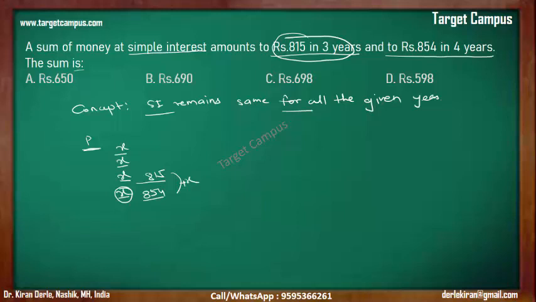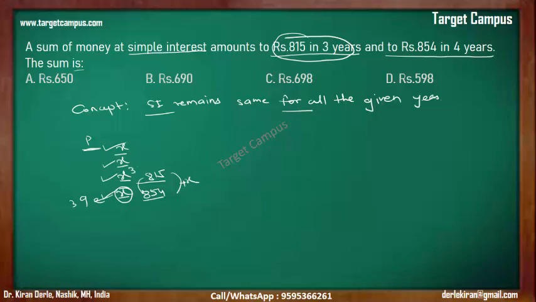As we know, simple interest remains same for all the years. So whatever is simple interest in the fourth year, the same must have been received in the third year, in the second year and in the first year. Hope you are getting my point. Now what is the value of X? By how much has this increased? So this is 14 minus 5 is 9, 5 minus 2 is 3. So the value of X is 39.